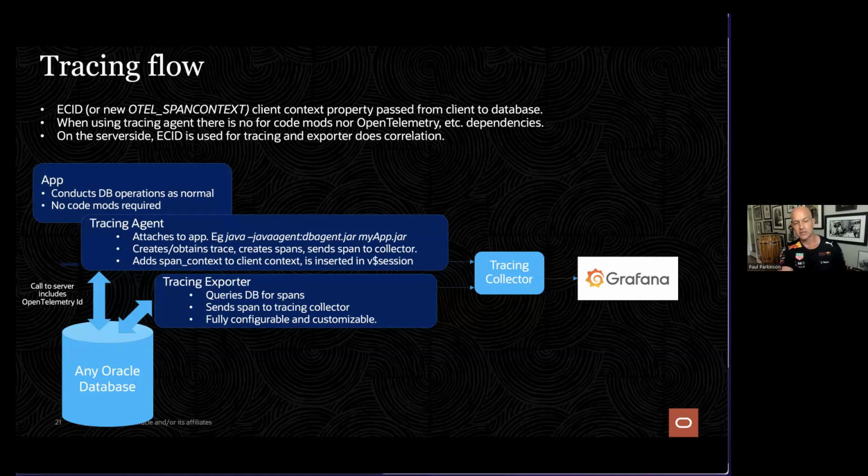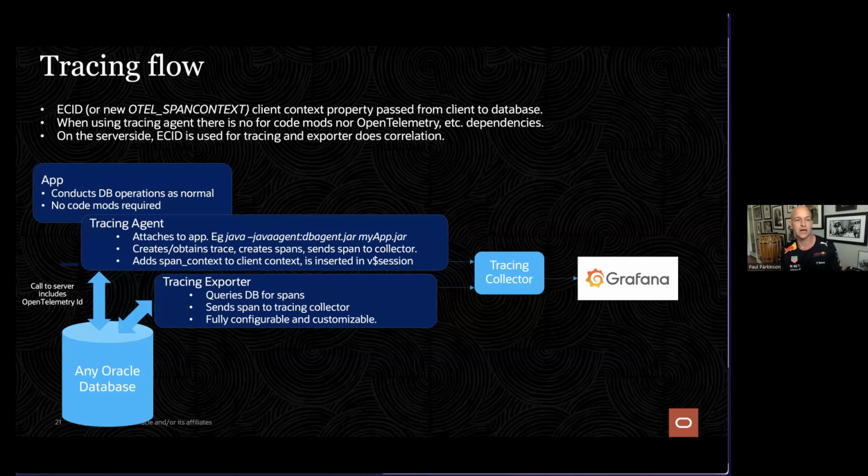The second part is this tracing exporter. I'm sorry, so the application is passing this to the database. The application is also sending its information about the trace to a trace collector, such as Jaeger, okay? And again, that can be done without code modification. The call is made to the database. The second part is the trace exporter, which is querying the database for those identifiers.